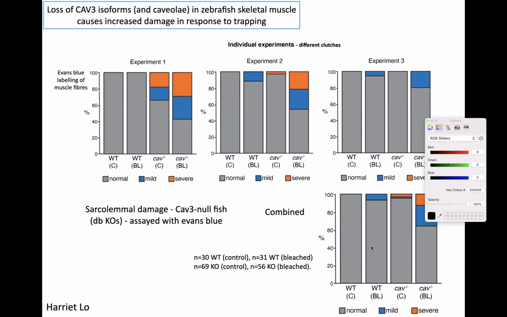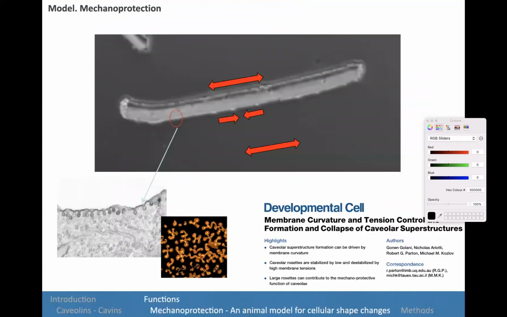In the bleached chorion fish, you get a little bit of damage in the wild type, but you have far more damage when you have your knockout where you have no caveolae. So this shows that not only are the caveolae flattening out, but this mechanism is important in terms of making sure that the membrane isn't damaged. And in the long term, this is a nice system to understand all the different mutants of caveolin 3 that are associated with human patients.